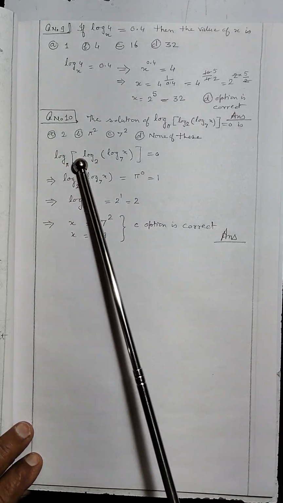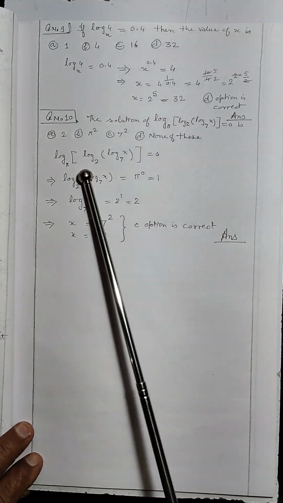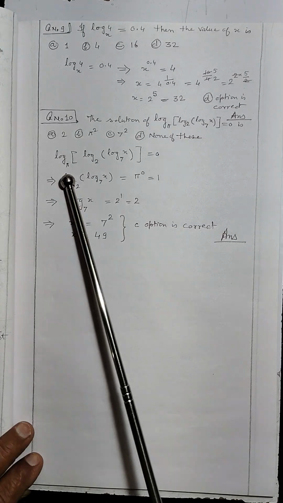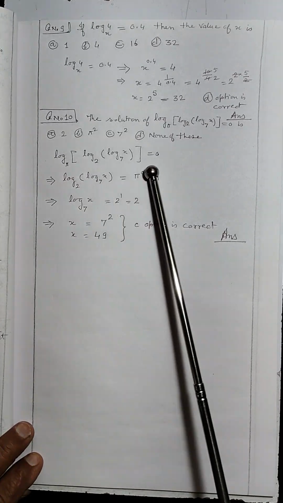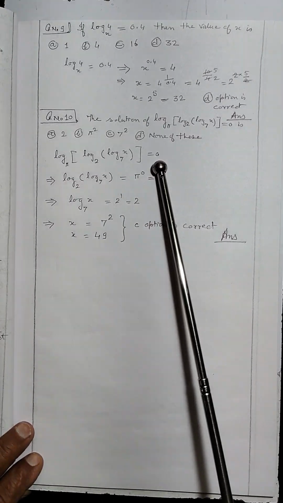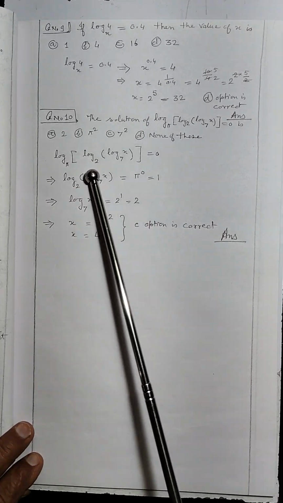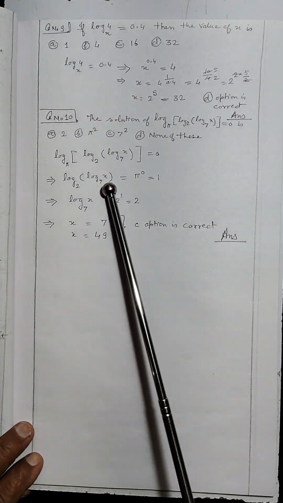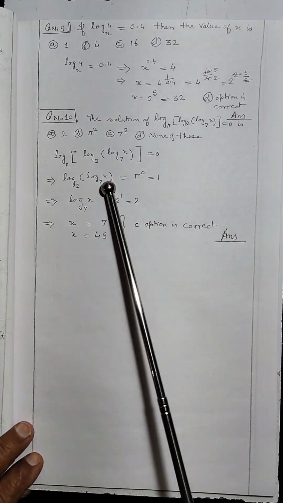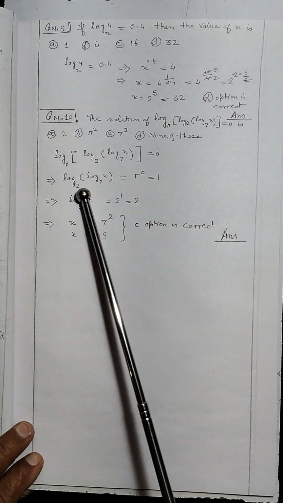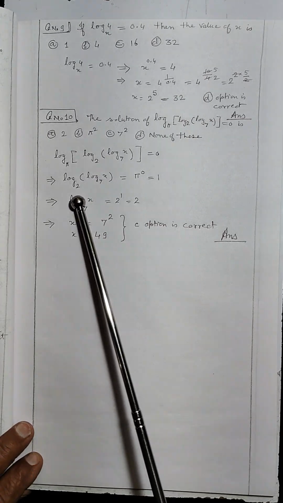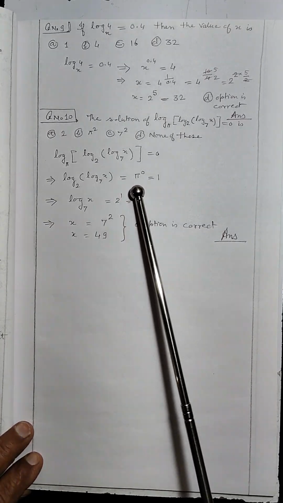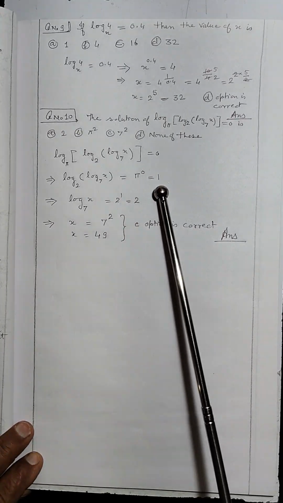Log of pi in bracket log of 2, it is log of this bracket to the base pi. So this base raised to power this given, that is 0, pi raised to 1. Now you see the log of x to the base 7, again log of 2 will be equal to pi raised to power 0. Pi raised to power 0 is equal to 1.